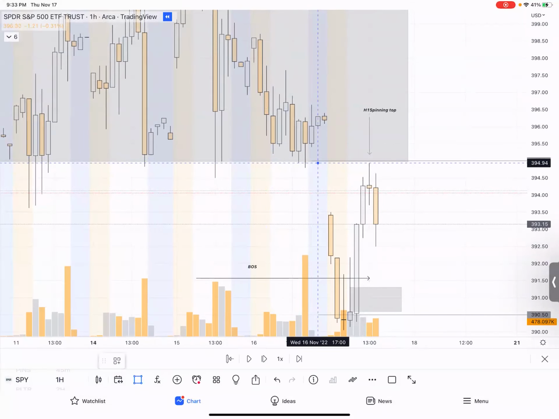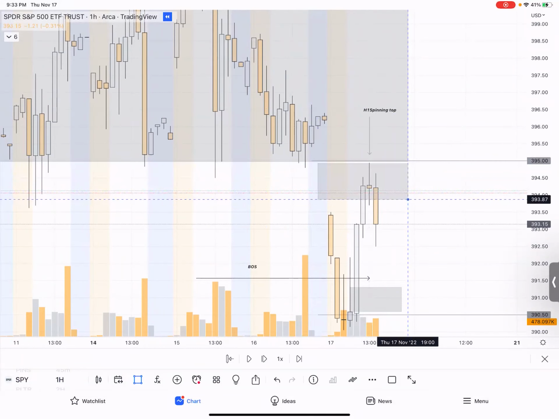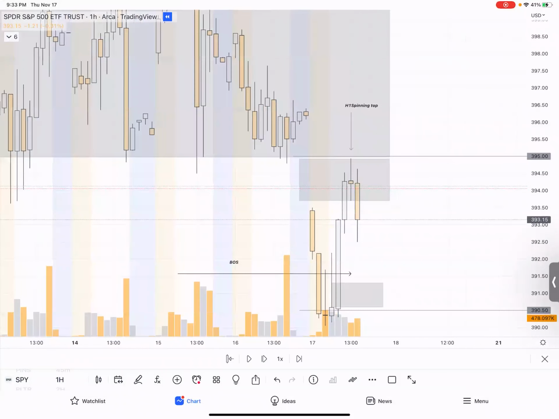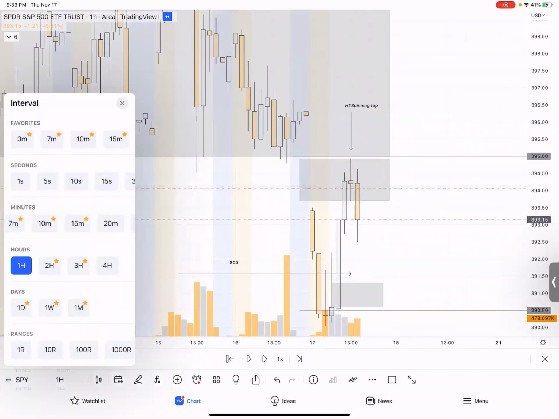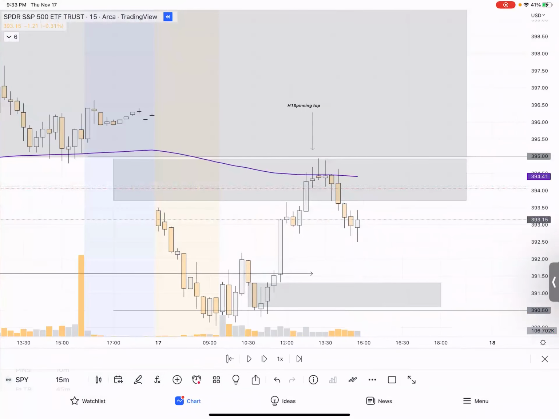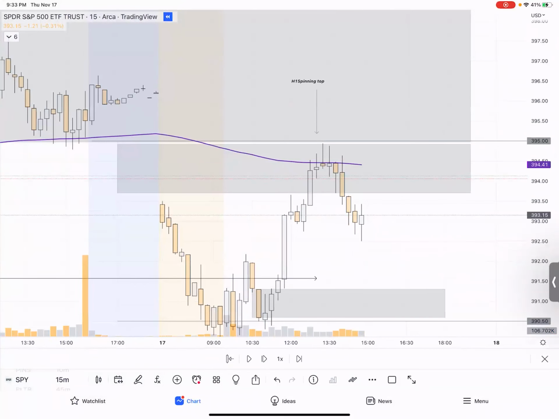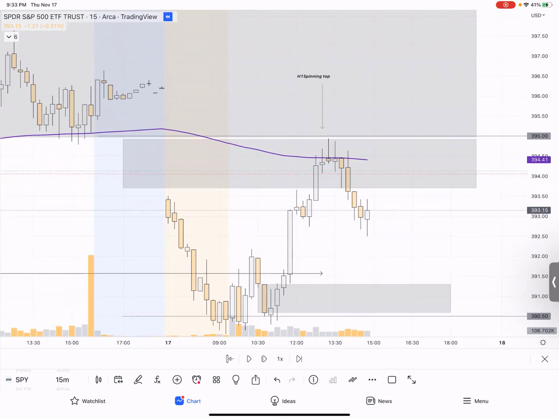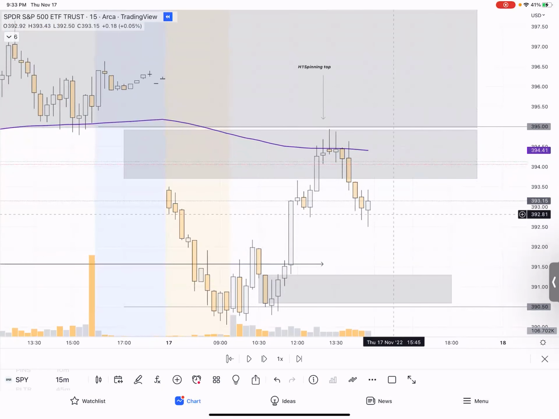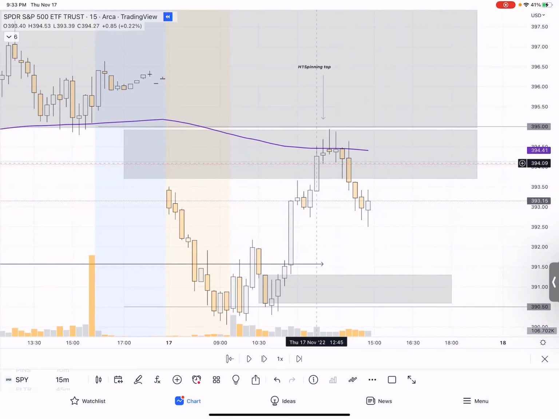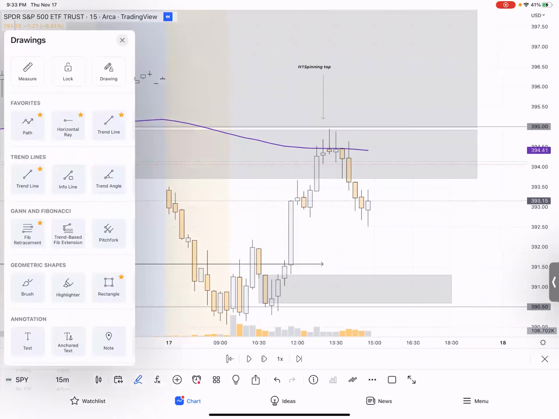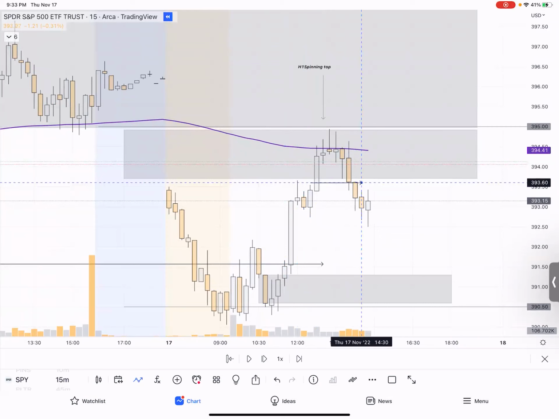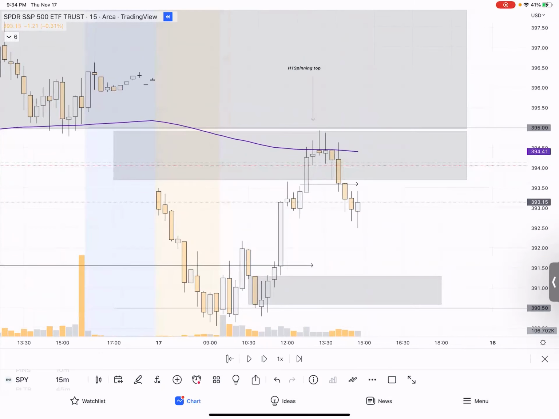So what we can do is mark up this entire spinning top here and refine it as we go down to the lower time frame, 15-minute. Now that we're on the 15-minute time frame, I'm looking for a break in structure. Once price broke structure to the downside here, that gives me step one for my confirmation.